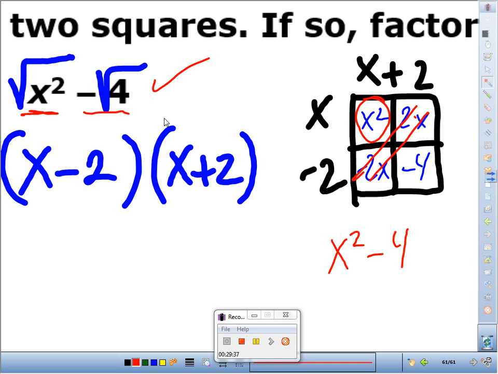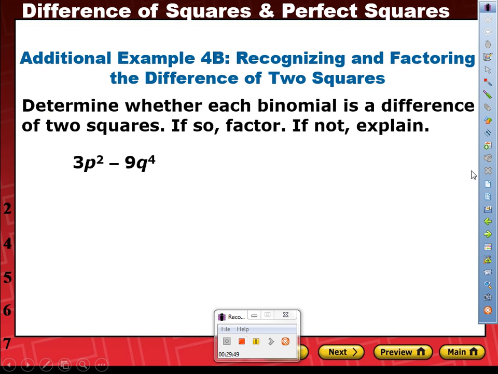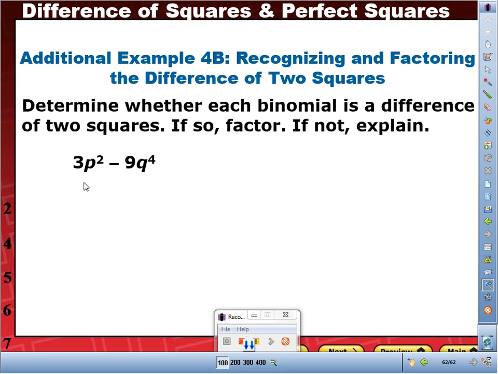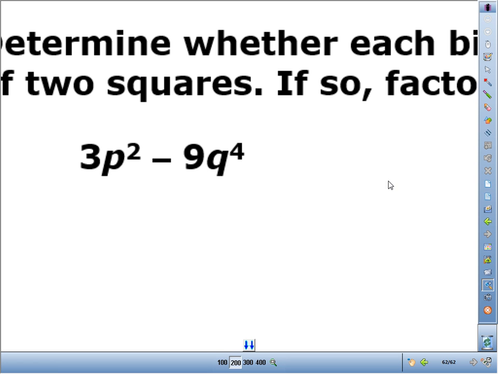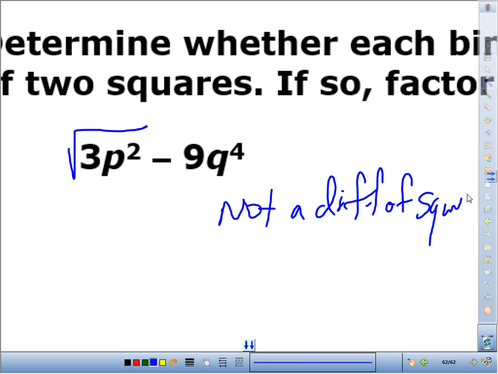Let's do another one. Copy this one, please. Example 4B: 3p squared minus 9q to the fourth. Let's see. Is it a difference? Yes. Is it a binomial? Yes. Can we find the square root of the first? No. So this is not a difference of squares.